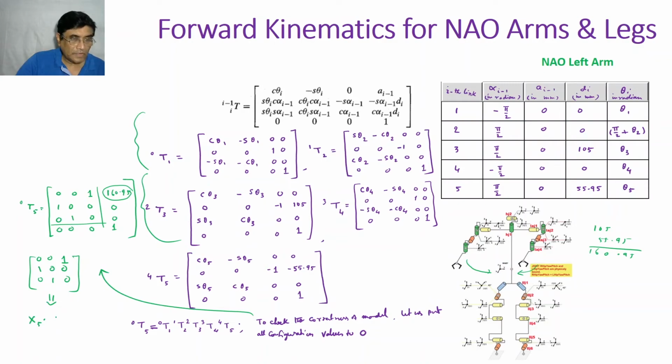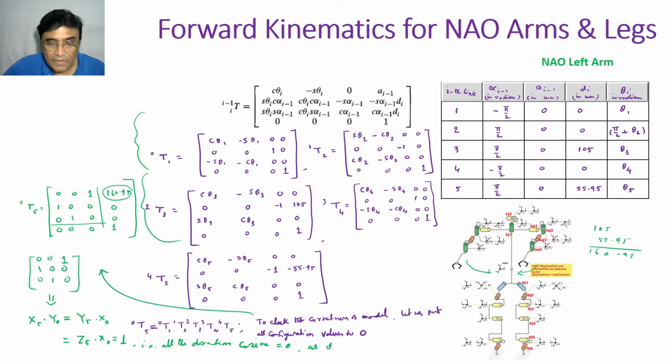This is rightly so, because if you check x5 dot y0 equals y5 dot x0 equals z5 dot x0 equals 1, that means all the direction cosines are 0, as it should be in this special configuration.